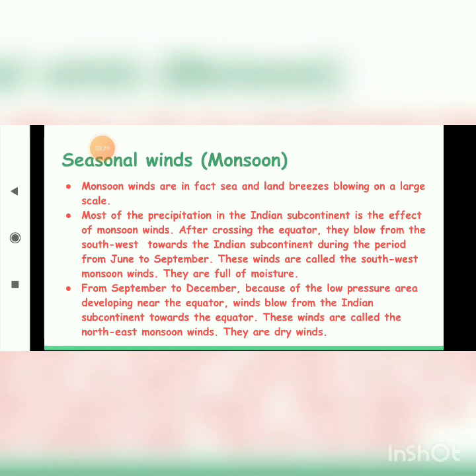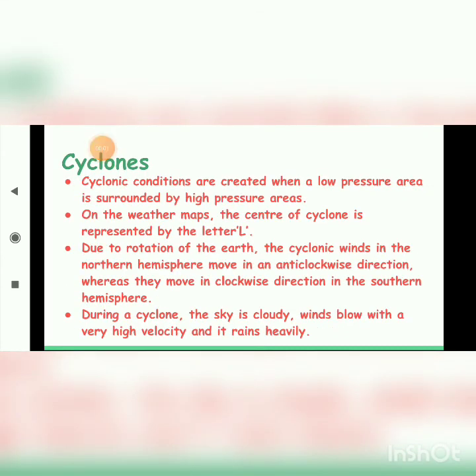I hope this much is clear to everyone. We have learned about southwest monsoon winds, and also about northeast monsoon winds, which are also called dry winds. Now students, we will be learning the last topic, which is cyclones and anticyclones.